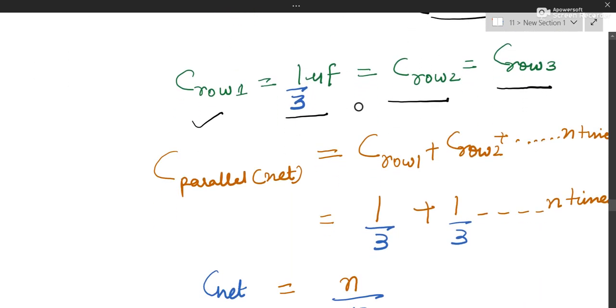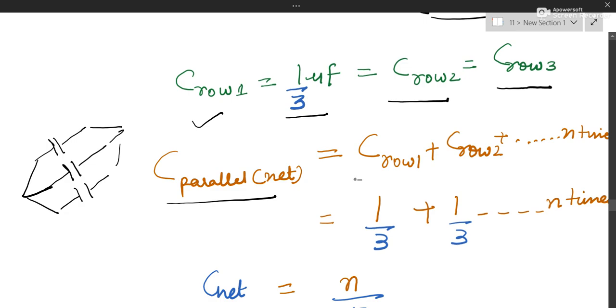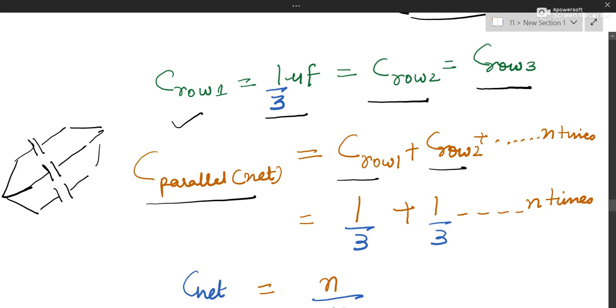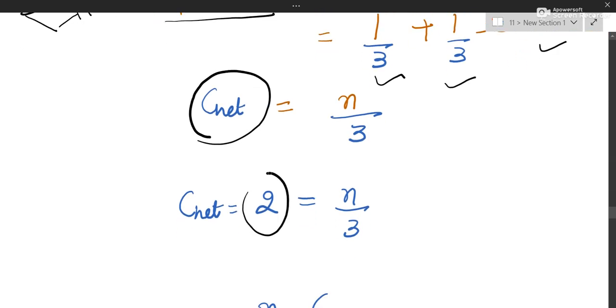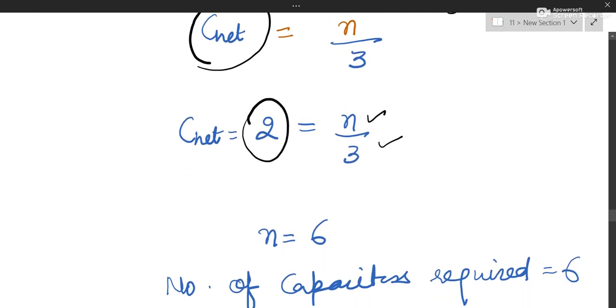Okay, now they are connected in series, parallel. And now first row, second row, third row, and n rows are connected in parallel. So when they are connected in parallel, we know the formula of C net parallel. It is capacitance of first row plus capacitance of second row up to n times. So this is 1 by 3 plus 1 by 3, 1 by 3 up to n times. So it is n by 3. This is equal to net capacitance. Net capacitance is given as 2. So n by 3 equals 2, so n comes as 6.